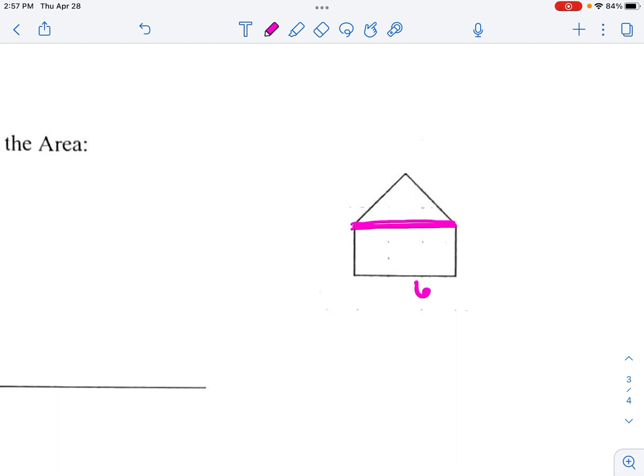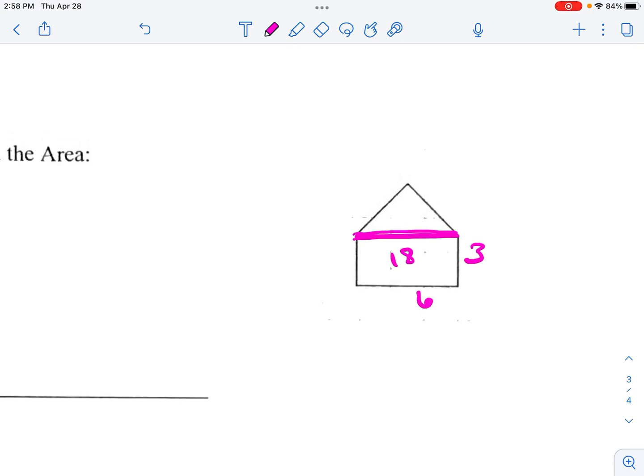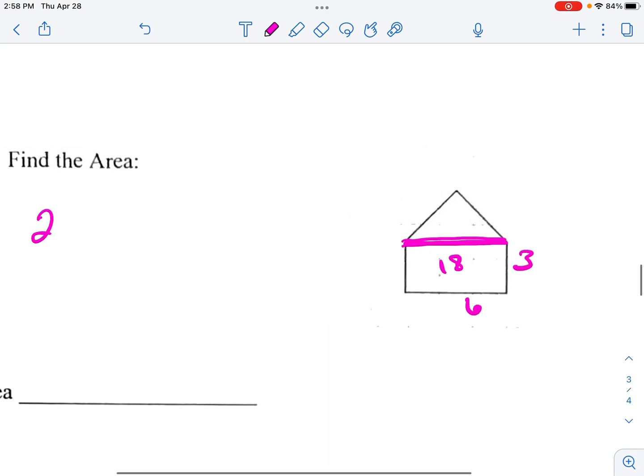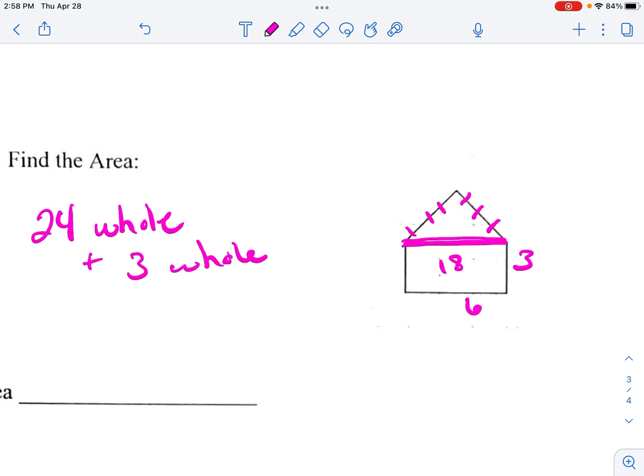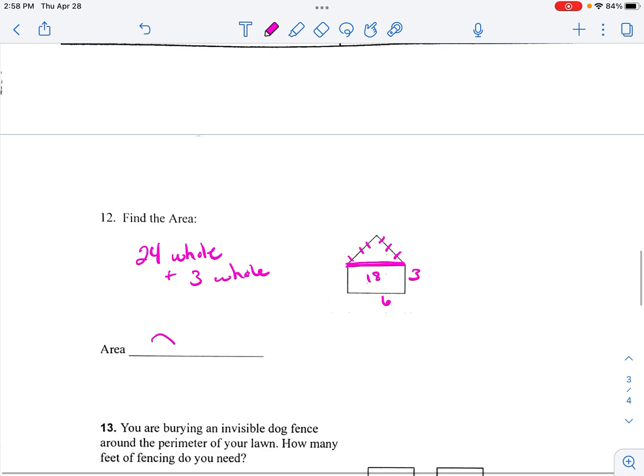This is a 6 by 3, which gives you 18. If you counted the ones on the inside, let's see, 19, 20, 21, 22, 23, 24. You should have 24 counted whole squares. And then there are 3 halves. I'm sorry, 6 halves, which make 3 more whole squares. So then when you add those together, you should have found 27 units squared for the area.